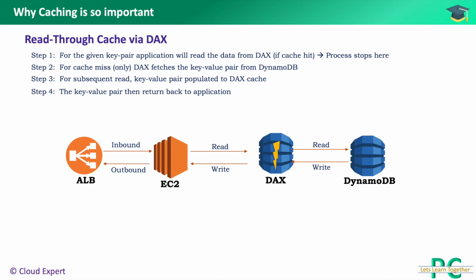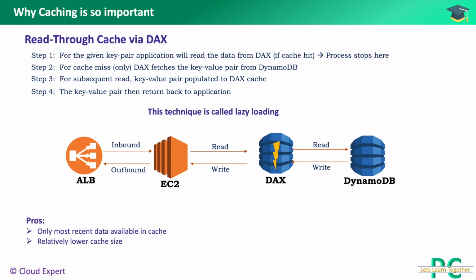So for read heavy applications, the recommendation is to use DAX, and that is why AWS is claiming it can give you 10 times performance improvement. This type of technique is called lazy loading. So whenever your application needs the data, it will be populated to the DAX cluster. This approach has certain advantages and disadvantages. Let's see those. Advantages are, you can see the most recent data will be available in the cache.